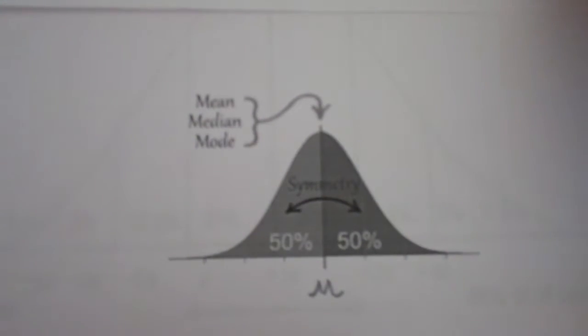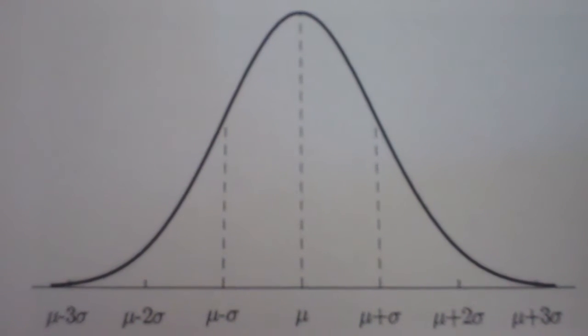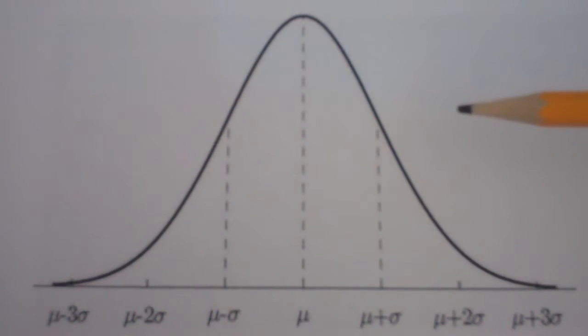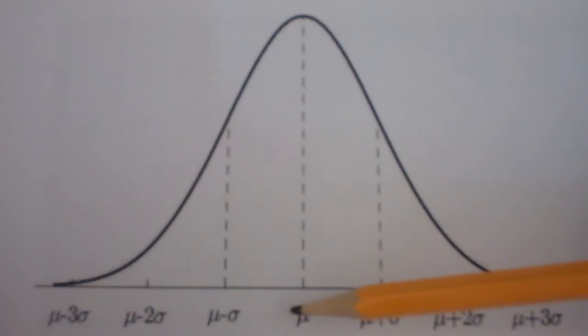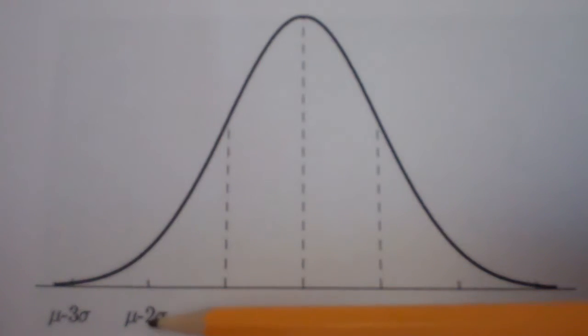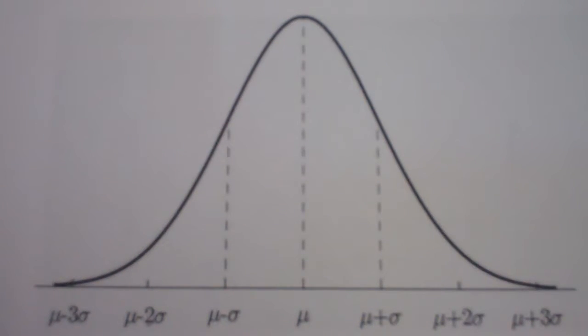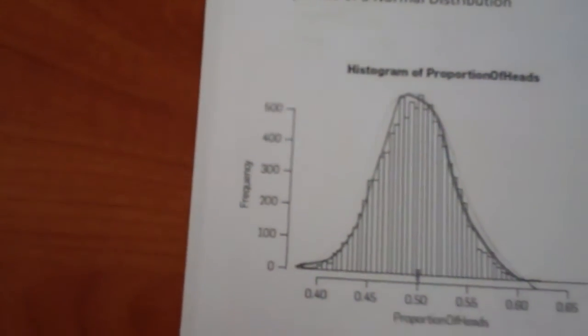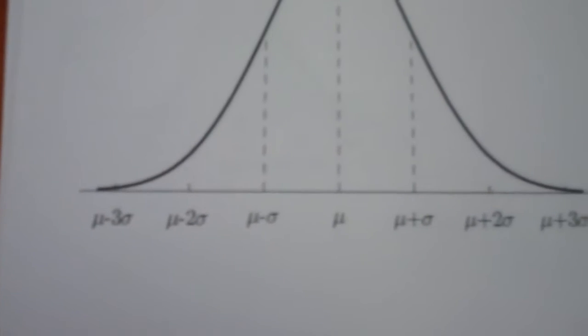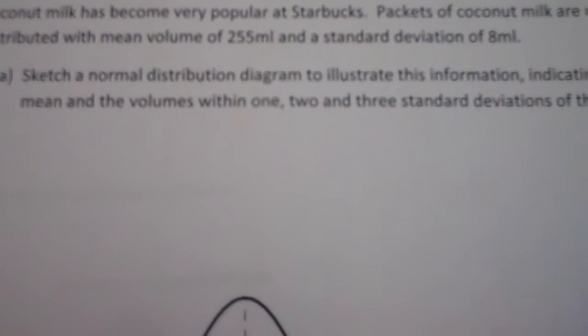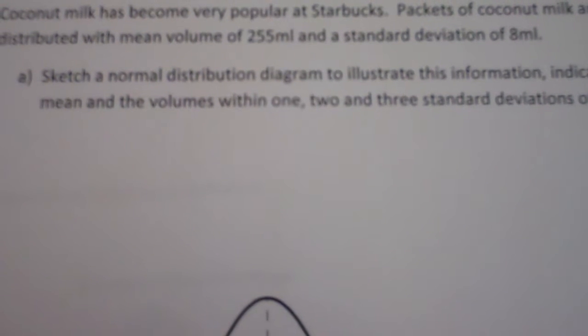Then, looking on, what we're going to investigate is our density curve, which is that nice smooth curve that we see. Also, we have -1 standard deviation, -2, and -3 standard deviations. +1 standard deviation, +2, and +3 standard deviations. So now we're actually also looking at spread. And this is going to bring us back to that first question that we have to answer, which is sketching a normal distribution diagram to illustrate the information.